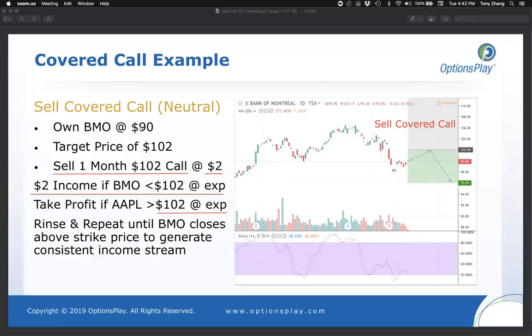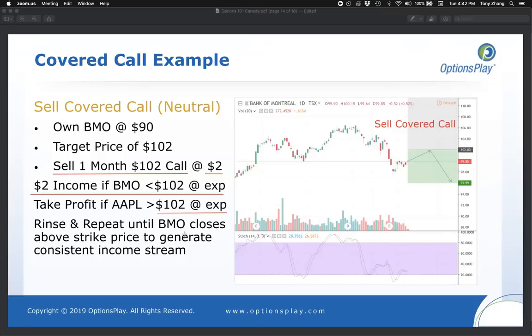So now I own the stock at 90, I sell the stock at 102, I make a $12 profit on the stock, I make a $2 profit on the covered call, so I make a total profit of $14 on this trade. Normally, if you put in a limit order to sell at 102, you just make the $12 difference between the 102 and the 90.